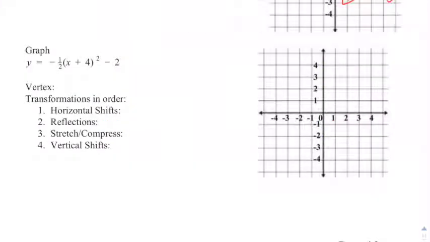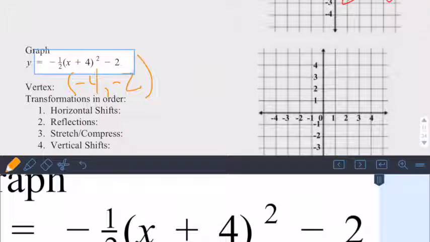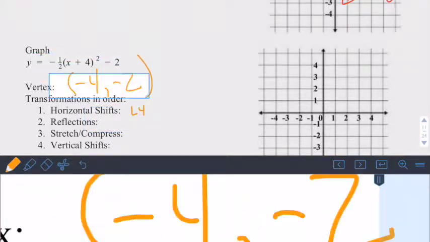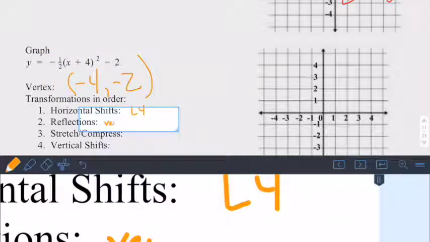I'm going to do this one a little differently. I'm going to sketch the vertex first, and I'm going to try and do all the transformations at once. You can do what I did on that last one where you do it step by step, but I'm going to try and do them all. So for my vertex, I have -4, -2. Remember, it's the opposite of my inside, right? Because it doesn't go right 4, it goes left 4. So left 4. It has a vertical reflection.